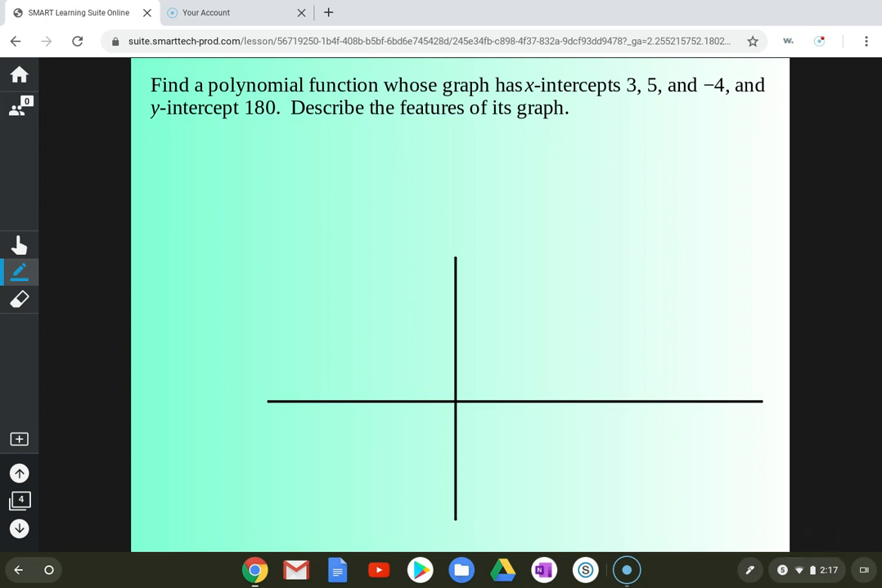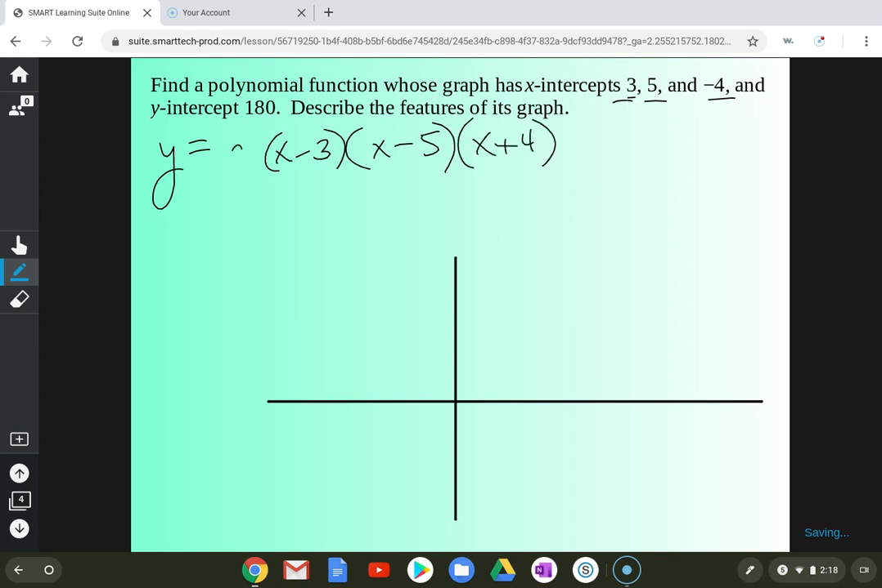We're going to do it again just to make sure you get it, but we're going to now connect it to the graph. So we have a polynomial that has x-intercepts 3, 5, and -4, and a y-intercept at 180. So the first thing we're going to do is write the function. And remember, we use the x-intercepts and we write them as factors. So the 3 becomes an x minus 3. Then the 5 becomes an x minus 5, and the -4 becomes an x plus 4.